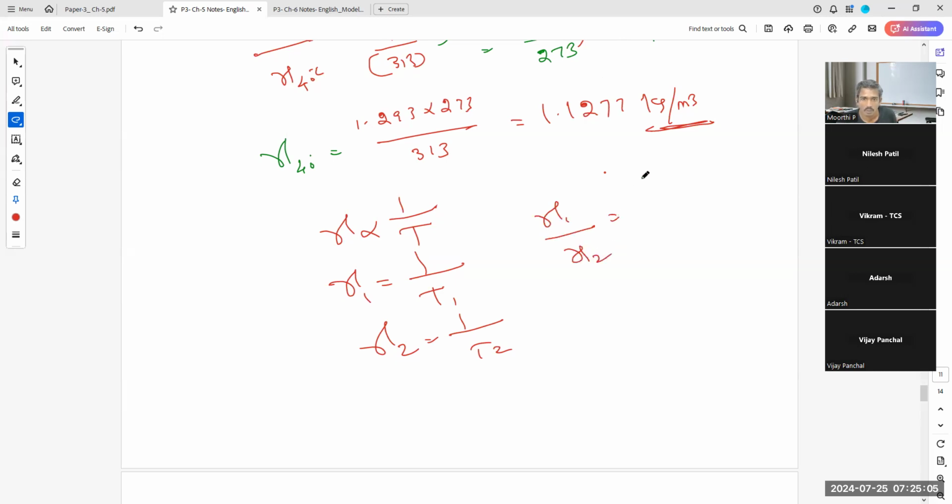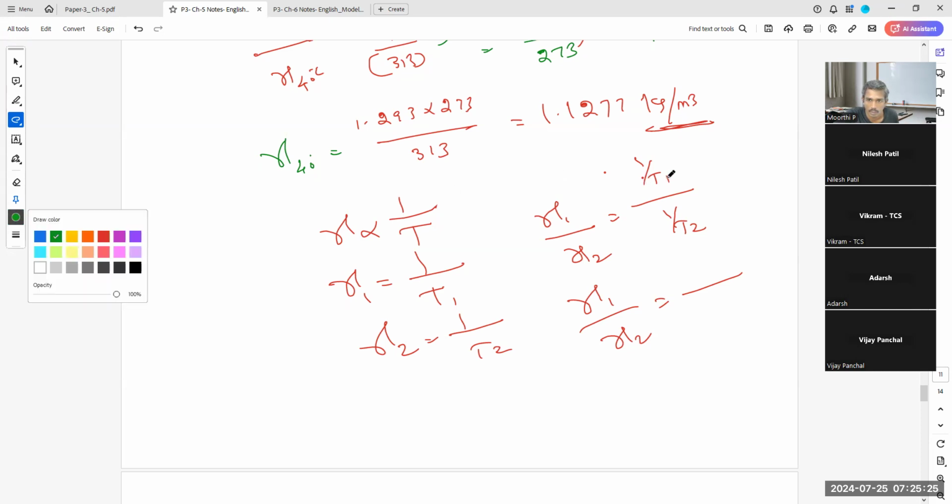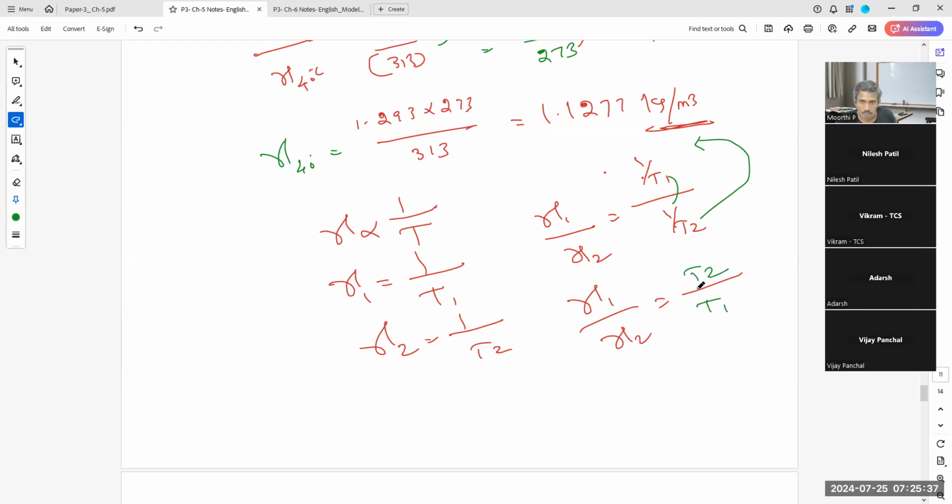Density 1, density 2 equal. Density 1 is inversely proportional to T1. Density 2 is inversely proportional to T2. Then density 1 by density 2 equals what? T1 coming to down, T2 going to the top side. This understood? Same, you have to follow. T1 coming to the downside, T2 going to the top side. This is inverse. Density 1 here T1, this is inverse, 1 divided by. This is density 2, T2, inverse. This point understood or not? Yes, sir. Okay, same. This is basic.